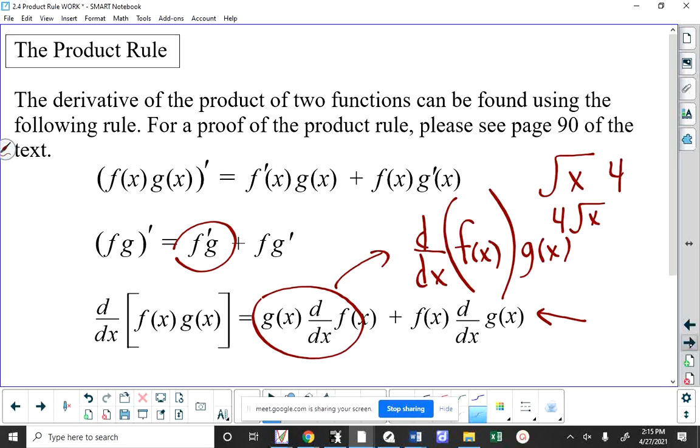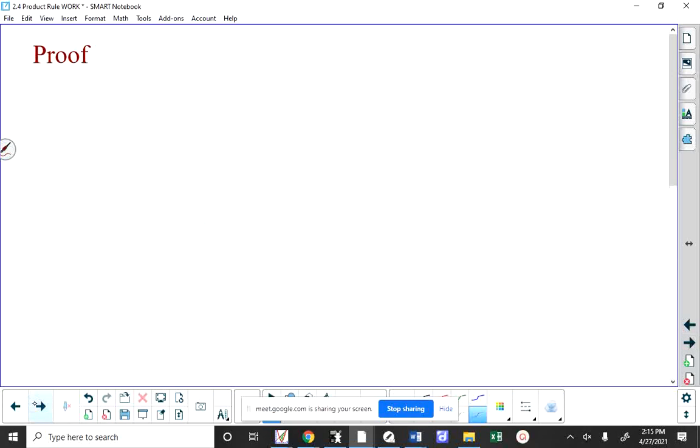Derivative of the first times the second plus first times derivative of the second. It's almost a rhythmic thing. So I am going to show you a proof here. The derivative with respect to x of the product of two things. Now, it doesn't really matter what I choose. I am going to choose f of x and g of x.